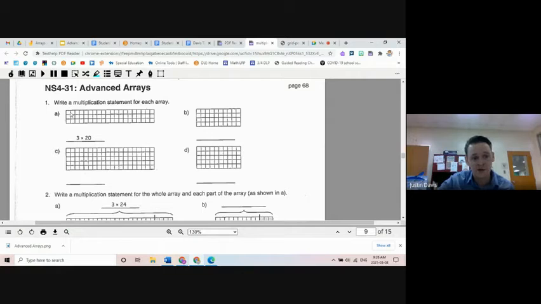Here we would have to count 1, 2, 3, 4, 5, 6, 7, 8, 9, 10, 11, 12, 13, 14, 15, 16, 17, 18, 19, 20. So we have 20 boxes across the top, and we have 3 rows of that amount. So that multiplication statement is 3 times 20. And you're going to do that for B, C, and D.